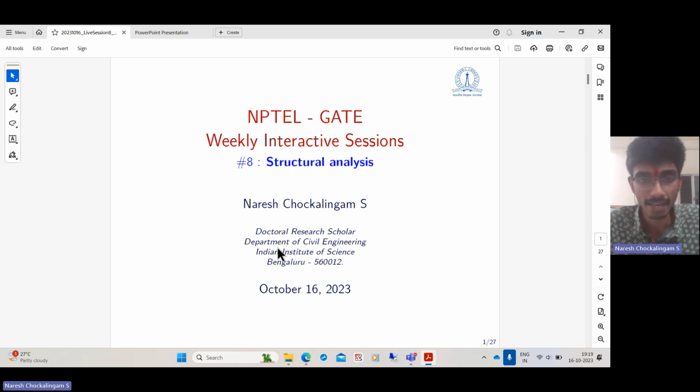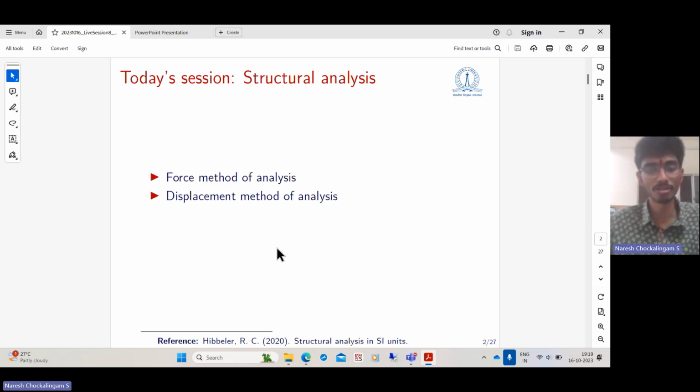So let us quickly get started. In today's session, we'll be focusing mainly on the analysis of statically indeterminate beams by two methods. One class of methods is known as the force methods of analysis, wherein the forces are treated as unknowns. And the other class of methods is called the displacement method of analysis, where the primary unknowns are displacements and slopes.